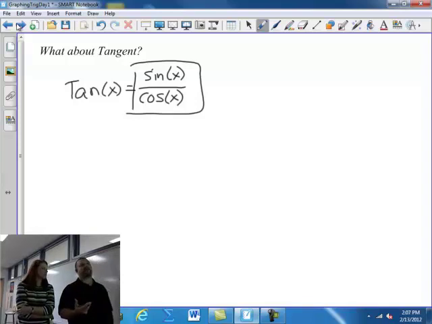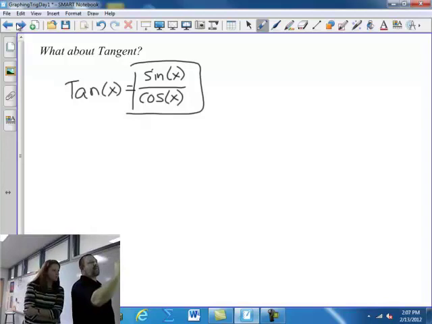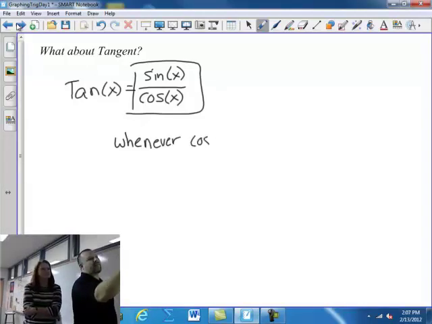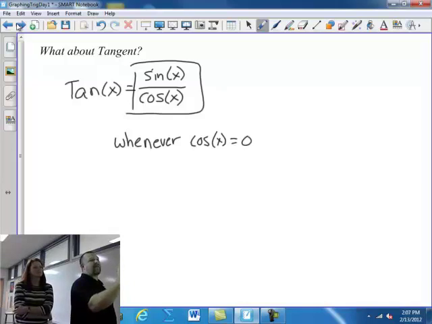And on a graph paper, what happens when you have that bottom number be 0? Isn't that a vertical asymptote? Yep. So whenever cosine of x happens to equal 0, we get vertical asymptotes.